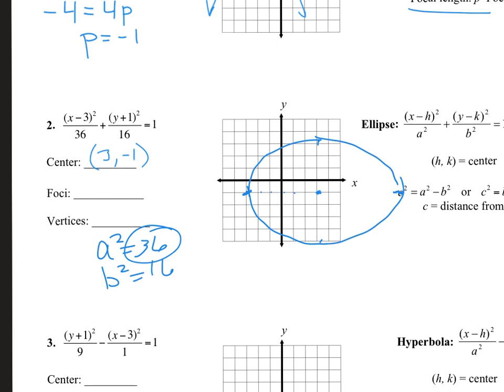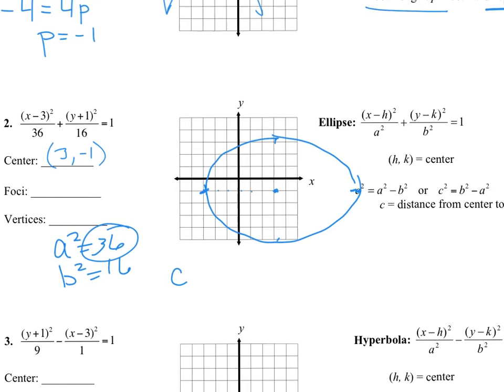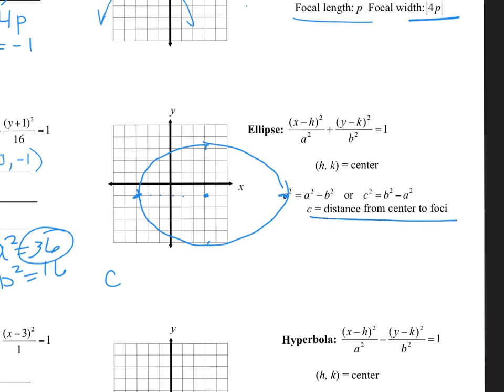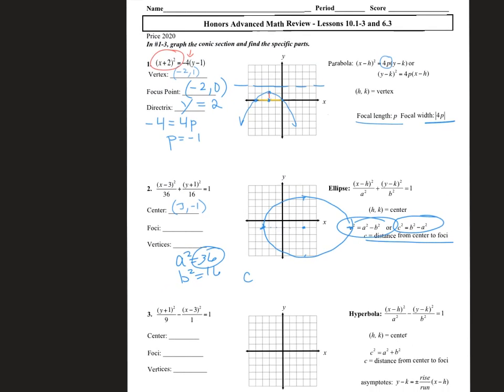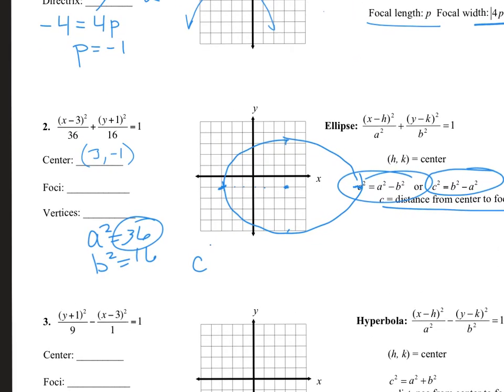All right, so now we have to find the foci. And remember, c is the distance from the center to the foci. So we're going to use this formula, a squared minus b squared, always the big number minus the small number. So 36 minus 16. So c would give us plus or minus radical 20. Make sure you rationalize. That's plus or minus 2 radical 5.